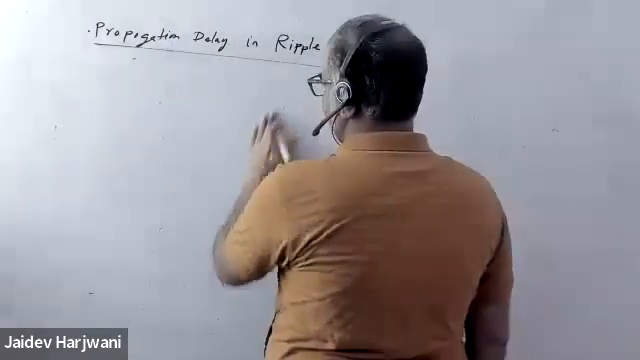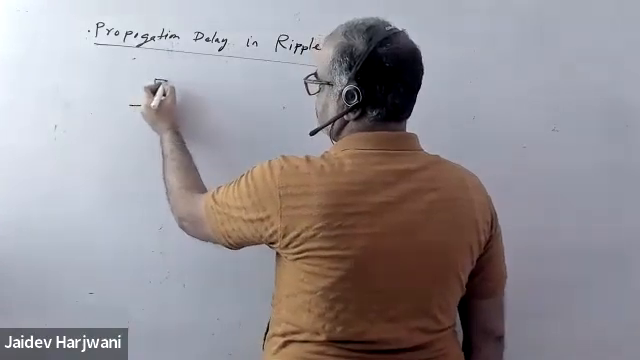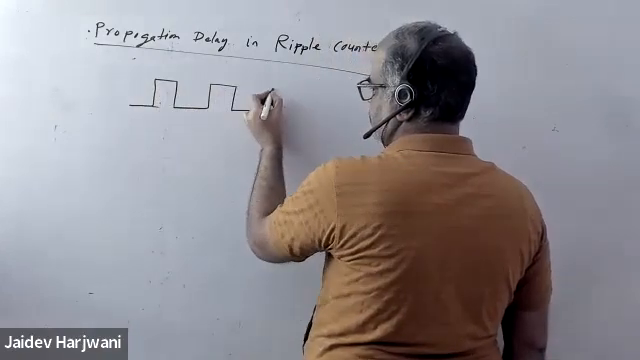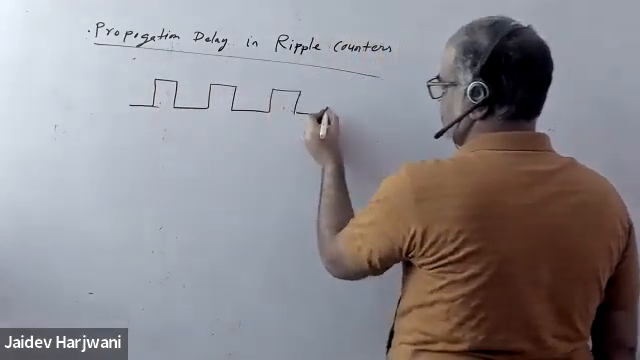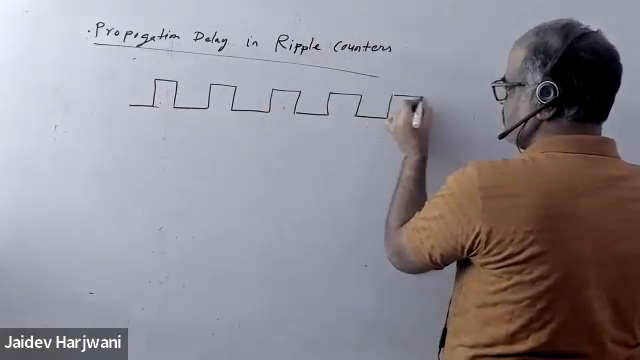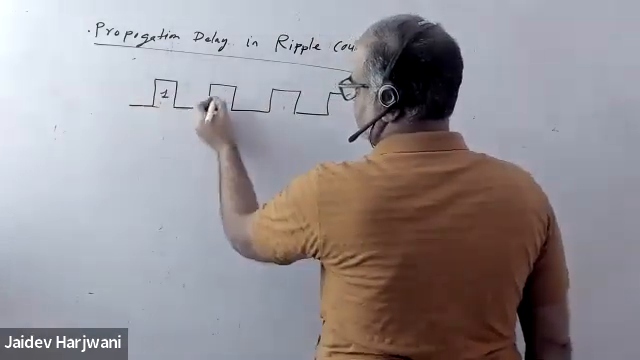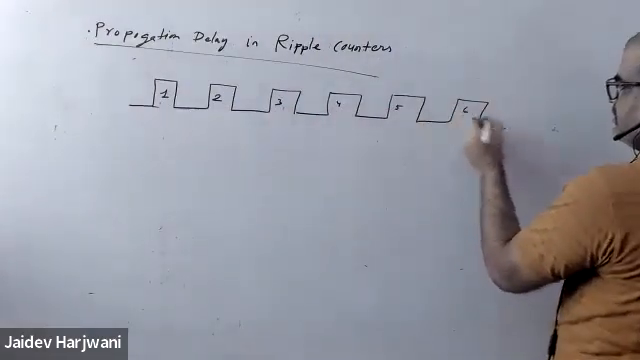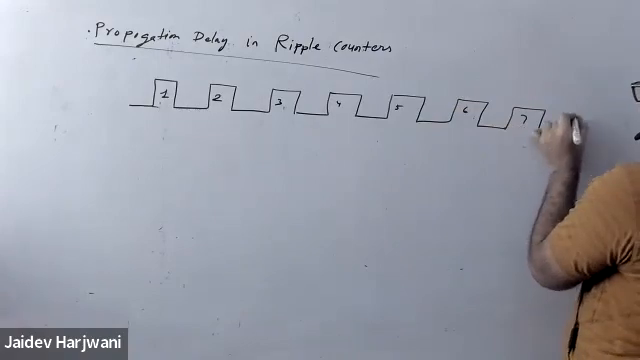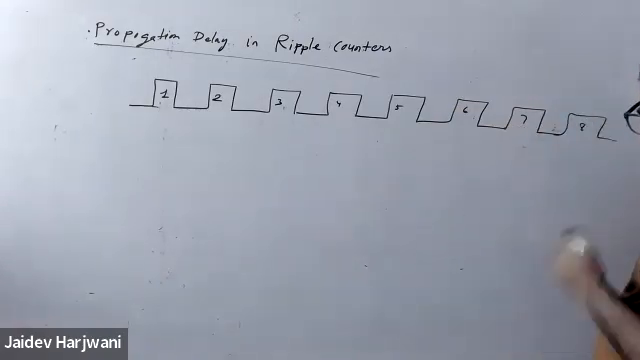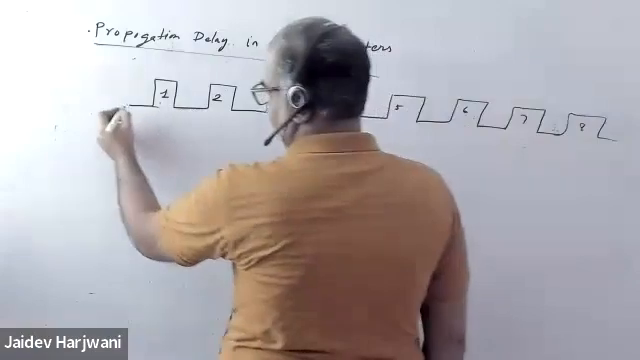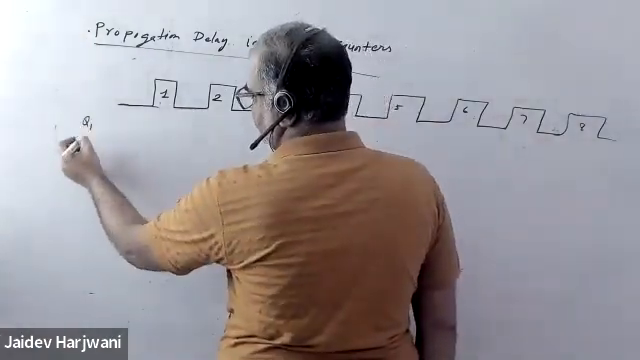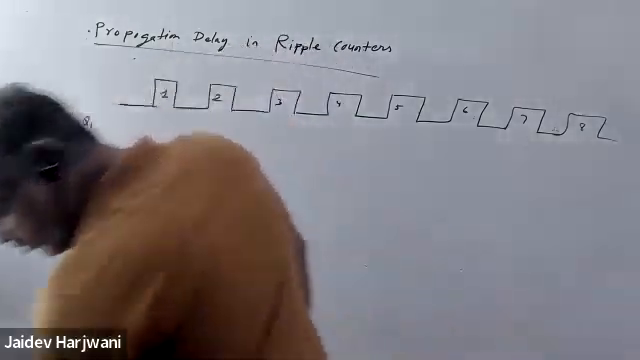Now, for example, I have a clock. This is 1, 2, 3, 4, 5, 6, 7, 8. Okay, keep on going. Now I have these outputs Q1, Q2, Q3, Q4.